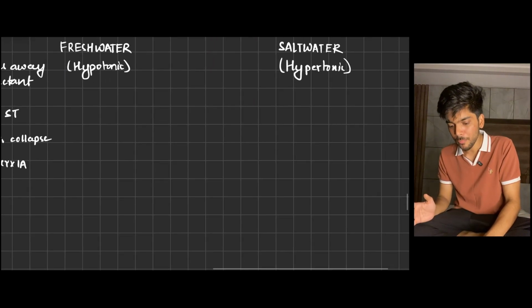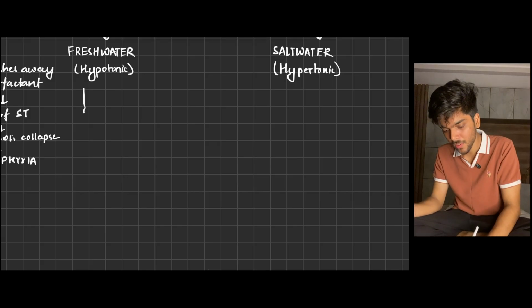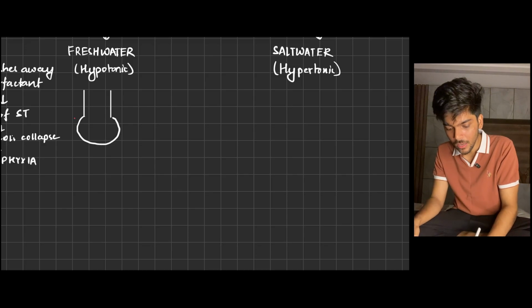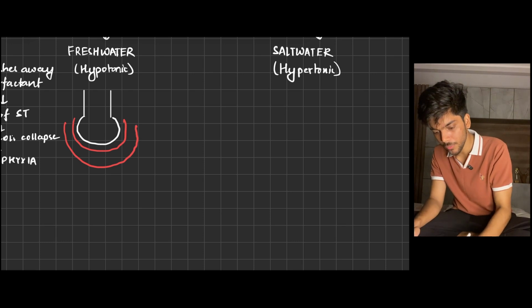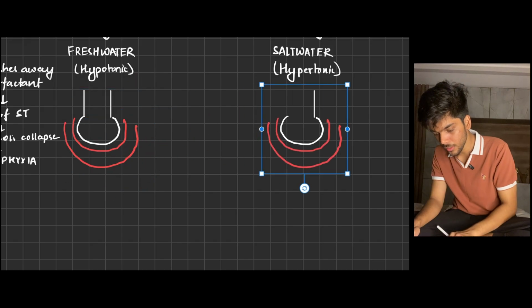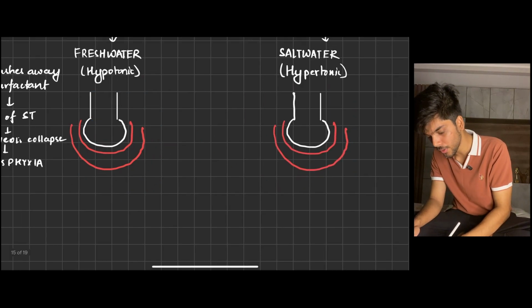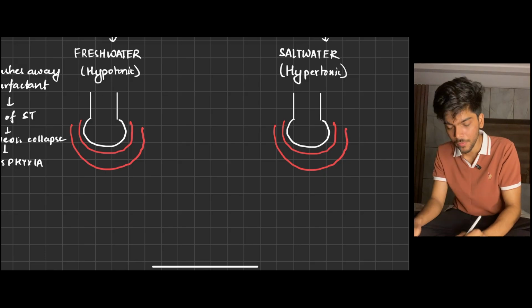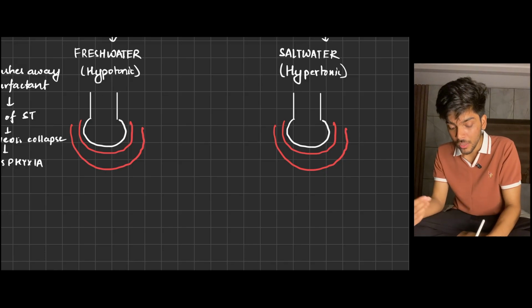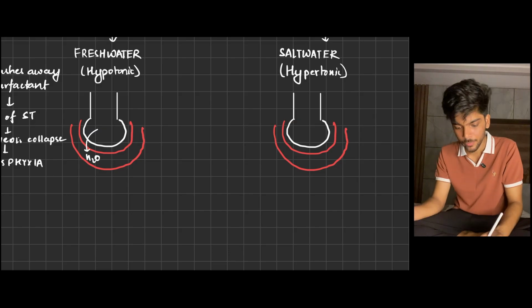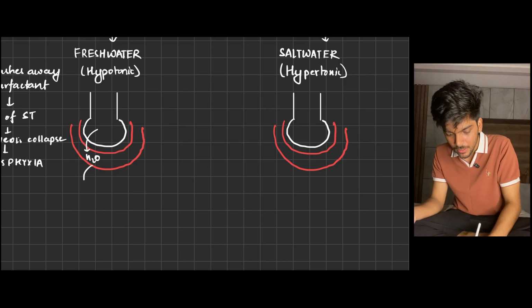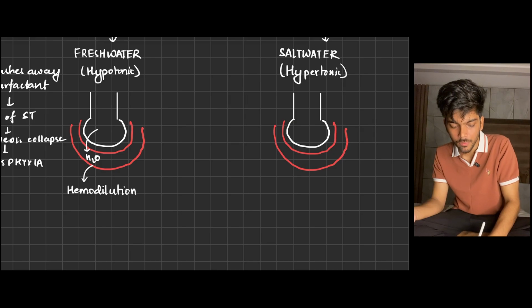Let's compare both. In the first case, there is entry of fresh water inside the alveoli. This is the alveoli, surrounding which is the capillary of the alveoli. Here also, the same thing, alveoli along with the capillary of the alveoli. In the first case, there is entry of fresh water. Fresh water is hypotonic, so it moves from inside the alveoli to inside the circulation where the concentration is higher. As a result, there is hemodilution. Blood becomes dilute.